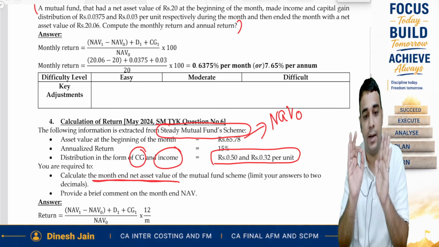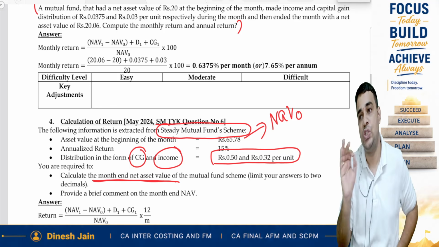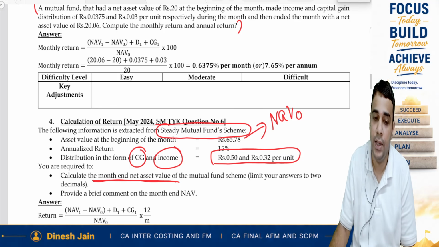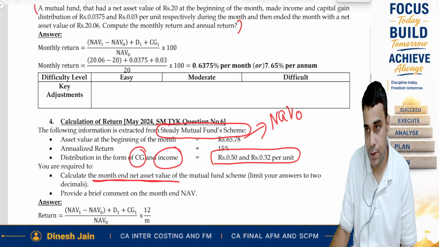Any doubts on this? Write a comment: there is no change in month end NAV. No change in month end NAV. Clear? Understood? Can we proceed? Any doubts on this question?